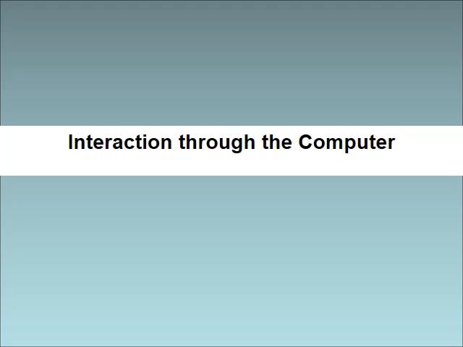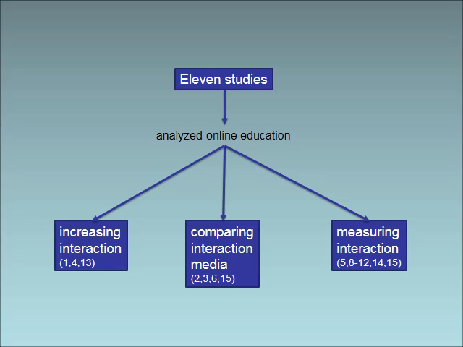Interaction through the computer. There were 11 studies that analyzed interaction through the computer. This means that the respondents were involved in some type of learning that was either online or had a component that was online. The defining characteristic here was that these studies relied on technology enhancements as a tool to interact with others that were not face-to-face.